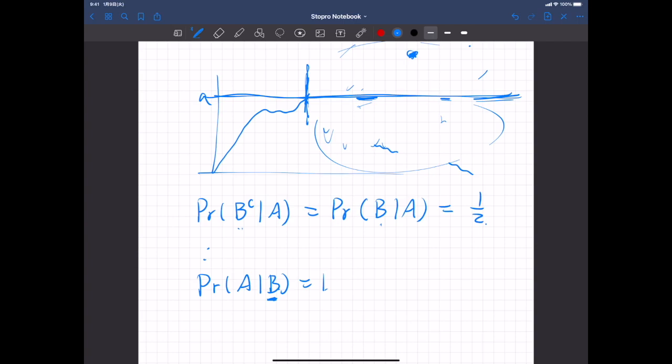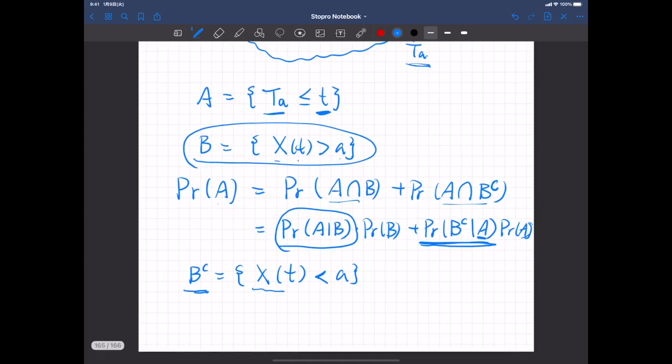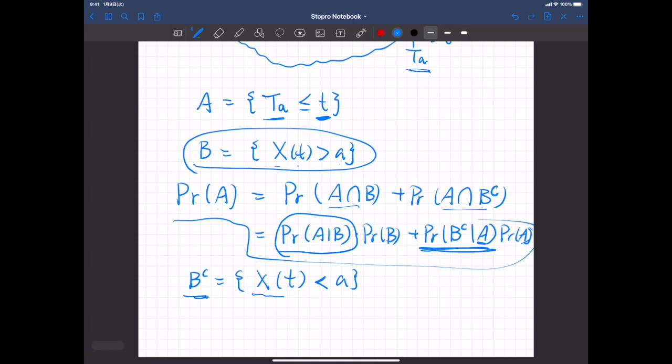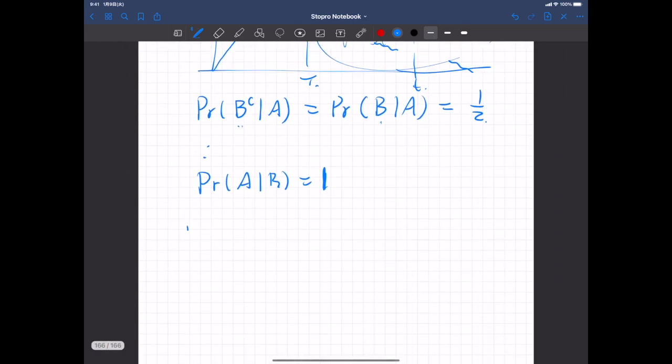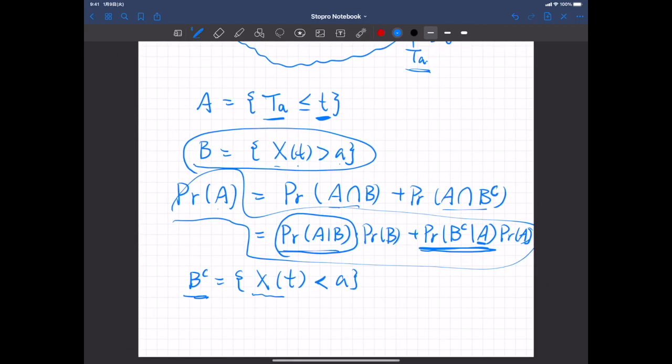Okay, so that means TA is somewhere to the left of this time point. So it has already passed. So that means if B is given, A is always true. So that is, the probability should be 1. So if we substitute these results into this formula, we have probability of A is equal to, this is 1.